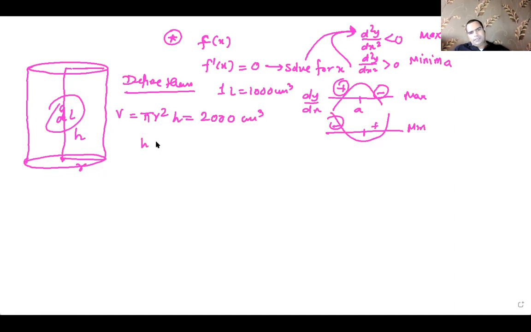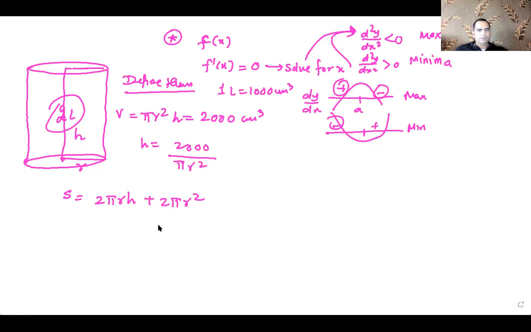Now, height is going to be 2000 divided by pi r square. Why I'm doing so is because when you optimize, your problem needs to be in only one variable. I have to maximize or minimize the surface area, so your problem has to be purely in one variable. The surface area, assuming this is a closed cylinder, will be 2 pi r h plus 2 pi r square.